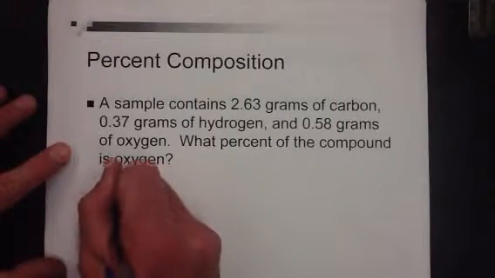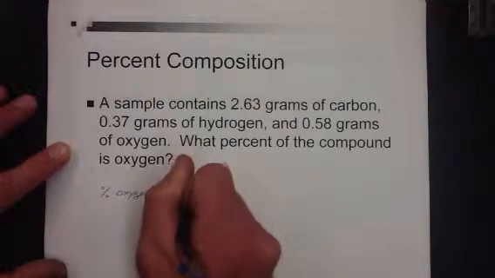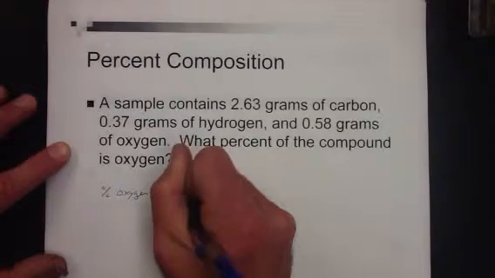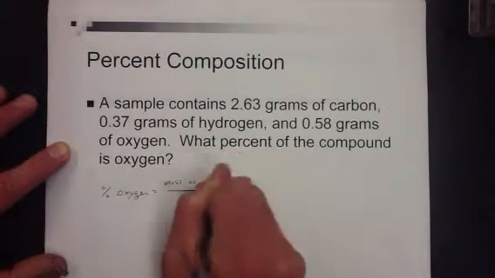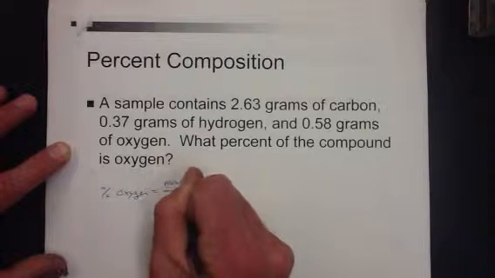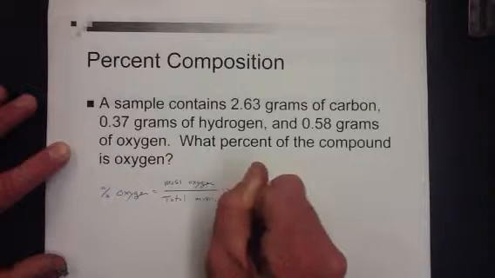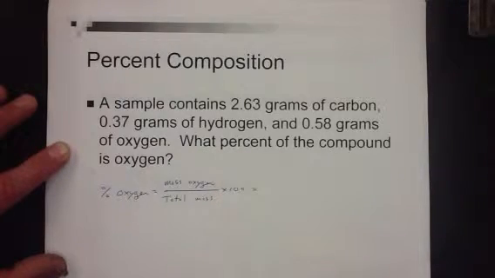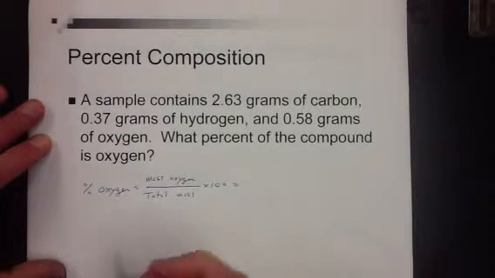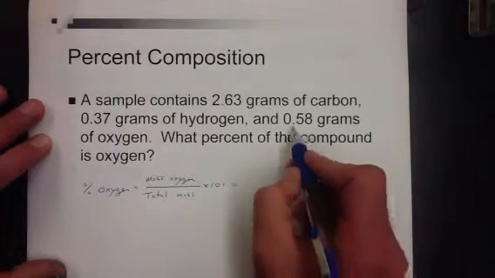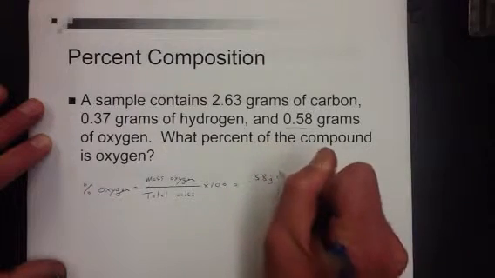So to find out what percent is oxygen, you're going to take the mass of oxygen and put that over the total mass, and then multiply by 100. So the mass of the oxygen from the problem is 0.58 grams of oxygen.